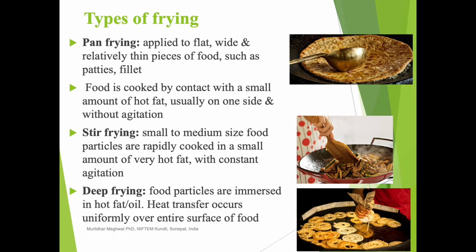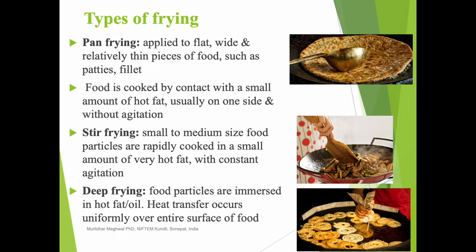There are different types of frying we use. First is called pan frying. This is applied to flat, wide, and relatively thin pieces of food, such as patties and fillets. Food is cooked by contact with a small amount of hot fat, usually on one side and without any agitation. Then stir frying is done. In stir frying, small to medium sized food particles are rapidly cooked in a small amount of very hot fat with constant agitation.